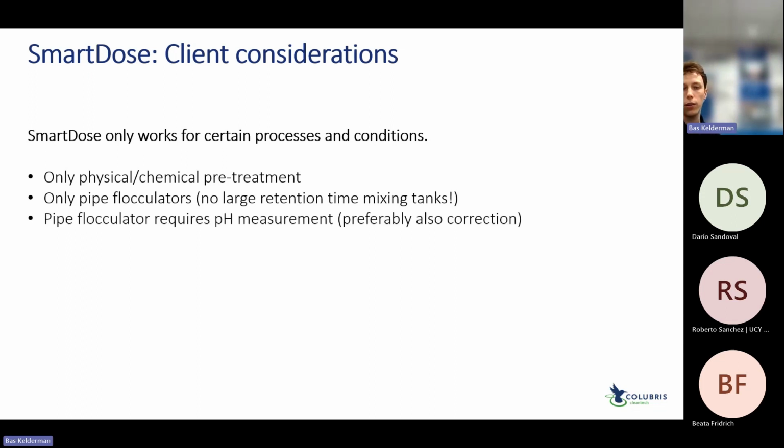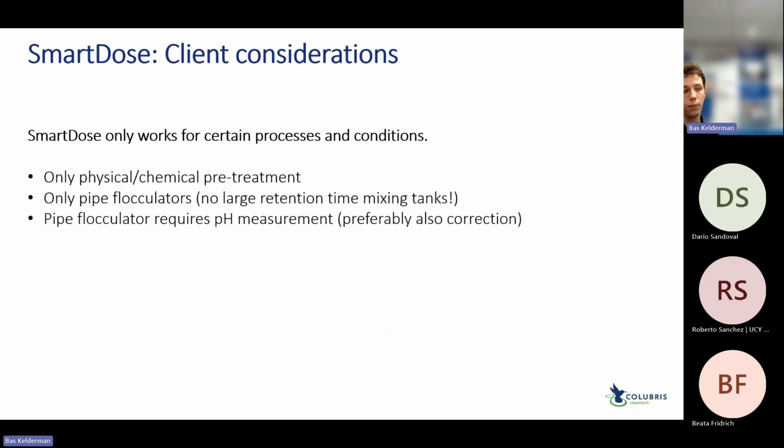If you have a pipe flocculator, it's quite useful for us to have a pH measurement at the very least, preferably also some way of correcting it, so a sodium hydroxide pump, but at the very least having a measurement is quite useful. The reason is that coagulation is very pH dependent, and if I don't have any way of knowing what the pH of the water is, I can't see whether at any particular moment the coagulation is going wrong because I'm dosing too little coagulant or because the pH may be really high.